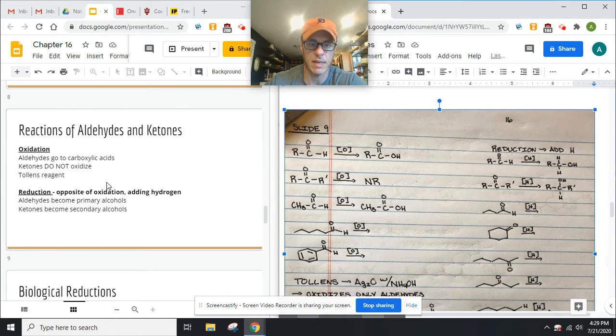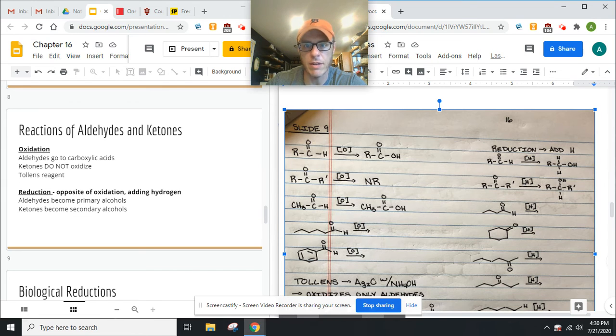All right, we'll get to that Tollens in a moment. So here, if we have an aldehyde and we oxidize it, it becomes a carboxylic acid. Easy. You should be able to do this one and this one. I don't think those are very difficult. Reduction is the addition of hydrogen or the removal of oxygen. It can be either. Usually it's written as with this H in brackets.